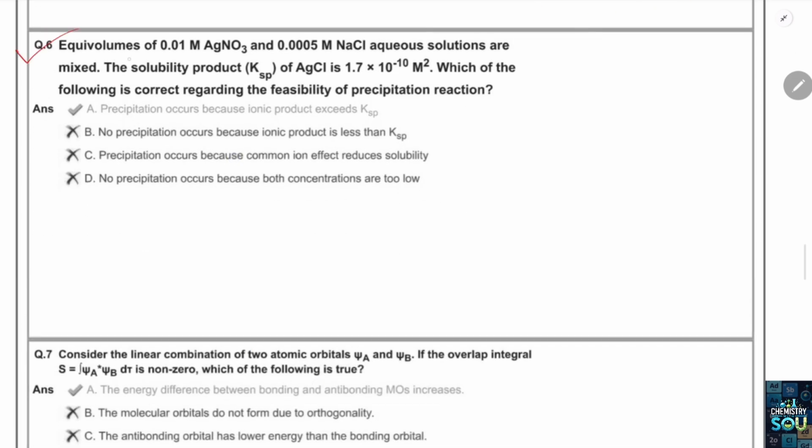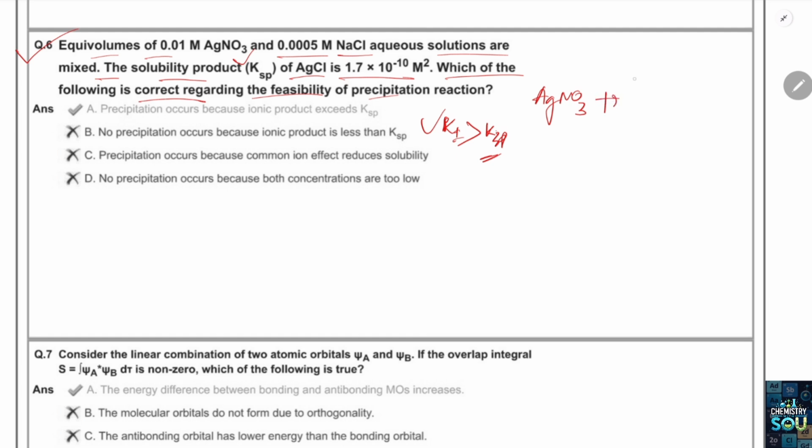In question number 6, equivolume of 0.01 molar AgNO3 and this molar NaCl aqueous solutions are mixed. The solubility product of AgCl is this. Which of the following is correct regarding the feasibility of the precipitation reaction? For precipitation, we know the condition is that the ionic product must be greater than the Ksp. The Ksp is already given, so we have to determine the ionic product. So let's determine it.